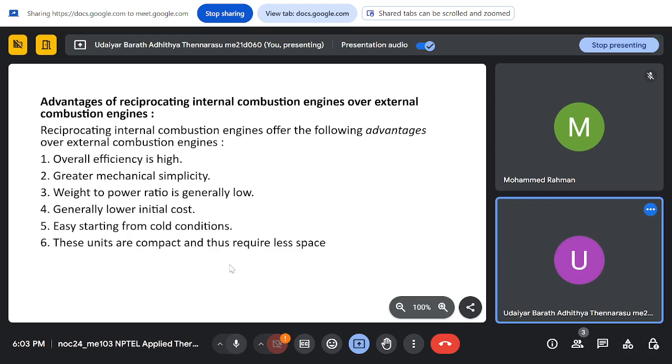Moving on, what is the advantage of having a reciprocating internal combustion engine? This is a comparison between the internal combustion engine and the external combustion engine. What is external combustion? You have combustion outside where you produce heat and transfer it to the fluid, and you get work out of it. In internal combustion engines, everything is happening inside. So what is the advantage? The reciprocating internal combustion engine has a high overall efficiency. It has mechanical simplicity, and the weight to power ratio is low. Generally it has a lower initial cost and easy starting from cold condition. Internal combustion engines are compact and have less space requirement. These are some of the advantages of the internal combustion engine.